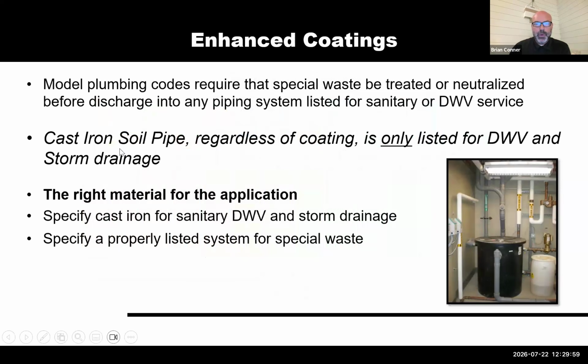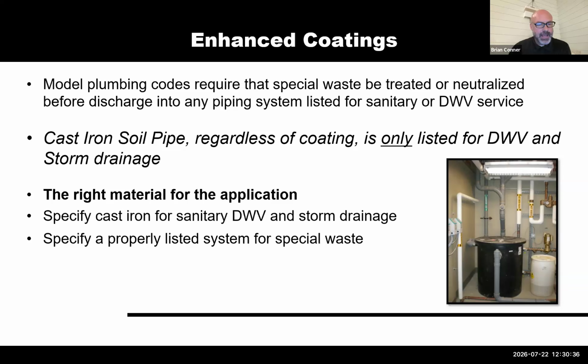So the model codes do require that special waste, as I just mentioned, be used to treat and neutralize aggressive effluents outside of what you would normally find in sanitary DWV services. And they point to those special piping systems again: CPVC, polypropylene, PVDF, and glass pipe as the piping systems that you have to have for special waste or chemical or acid waste applications. We're talking strictly for aggressive DWV applications right now.